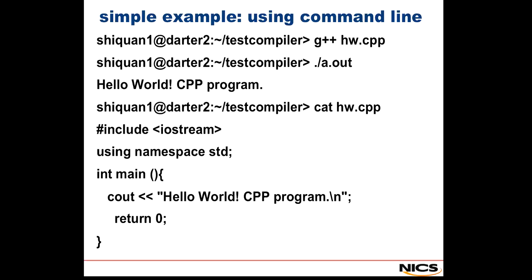And then we execute a.out, and we get hello world. This is a simple example explaining how the compilation works. In the later part of this presentation, you will see a more complicated procedure to compile your application.